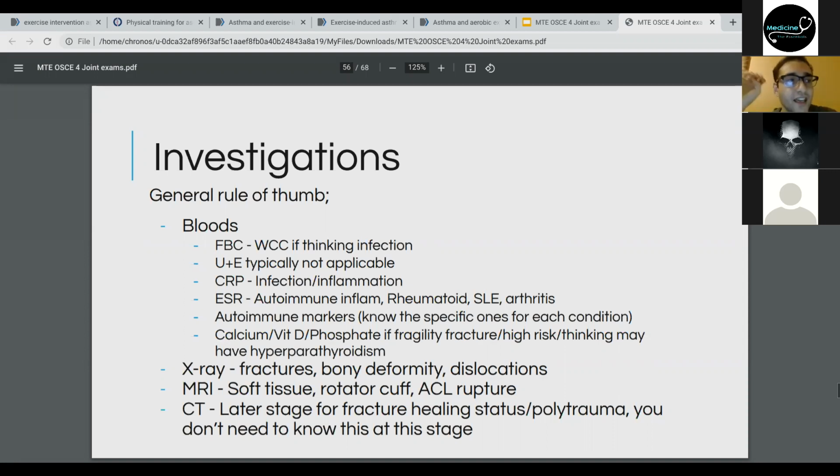And then CT, you will not be asked for a CT in an OSCE. I think that would be quite ridiculous. CT in orthopedics tends to be used only really for massive polytrauma cases, so that the surgeons can visualize exactly what the fracture looks like. Or if you have a patient whose fracture is not healing as you would expect, you would do a CT to check for malunion. However, at your stage for finals, you don't need to know that. You don't need a CT. X-ray will be your first port of call. MRI if you think there's a soft tissue issue.